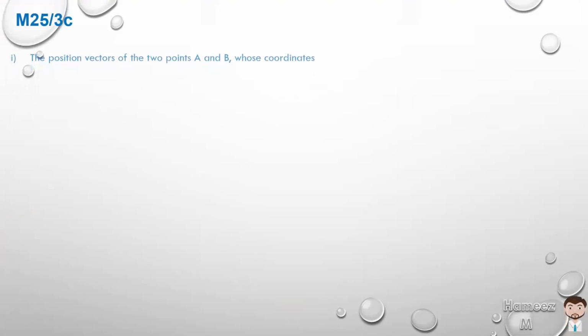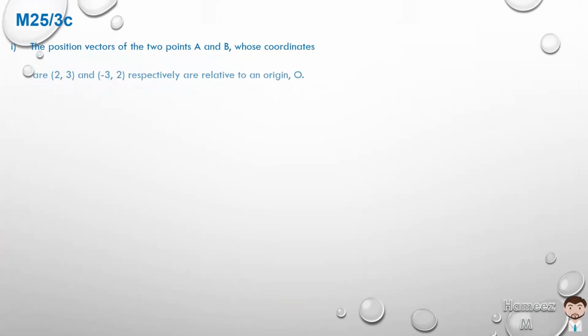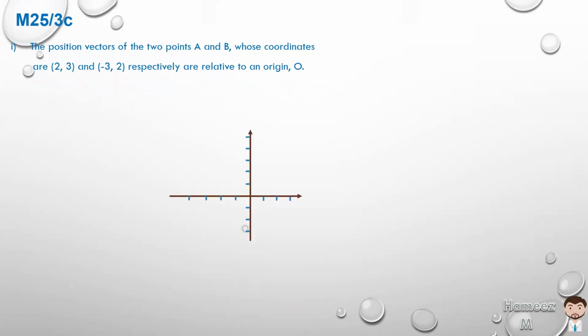Let's now move on. We're still in this paper 3, which means this number 3, which is section 2 of the paper. So part 1, we've now reached the vectors question. The position vectors of the 2 points A and B, whose coordinates are (2, 3) and (minus 3, 2) respectively, are relative to an origin O. So what I ask my students to do, it seems to help them a lot, is to make a little sketch. They don't even need to put in all those values there. We just want an idea what it looks like.